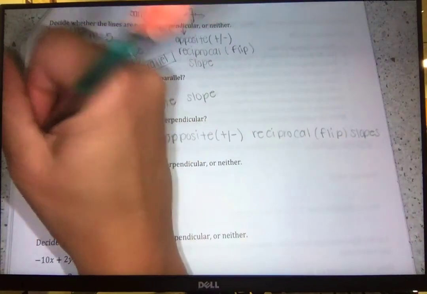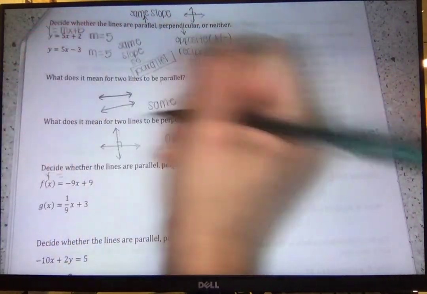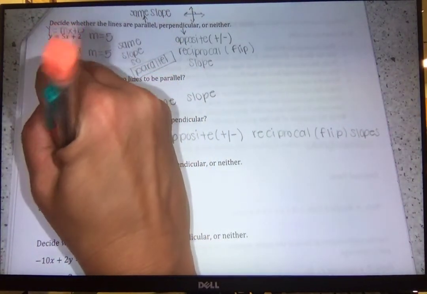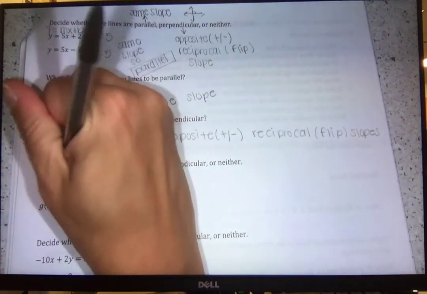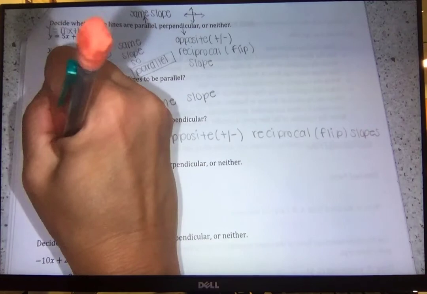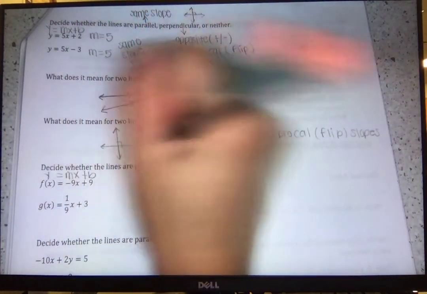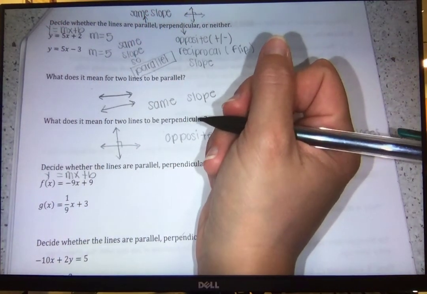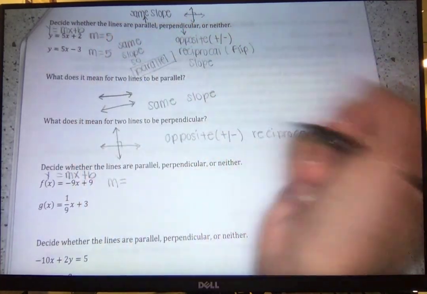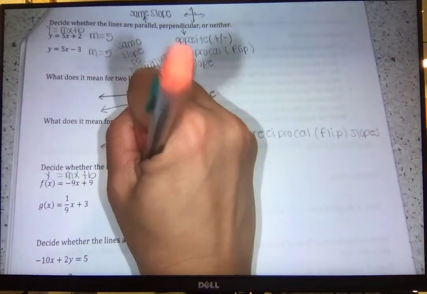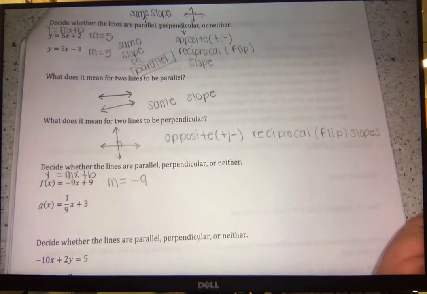So are these parallel, perpendicular, or neither? Perpendicular, good. One's positive, one's negative. One's 9 over 1. One is flipped as 1 over 9. So they have to be both opposite and reciprocals to be perpendicular. One has to be positive, one's negative, and one's 1 over 9, and the other one's flipped, which is 9 over 1, which is just 9.